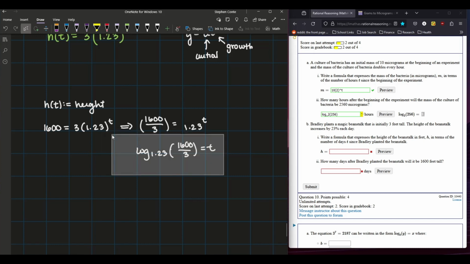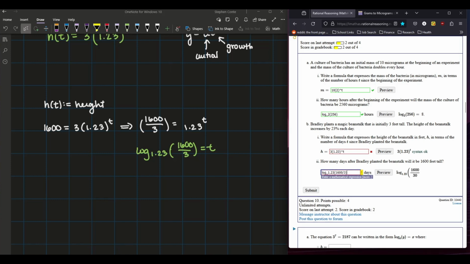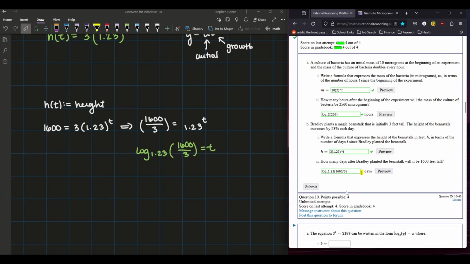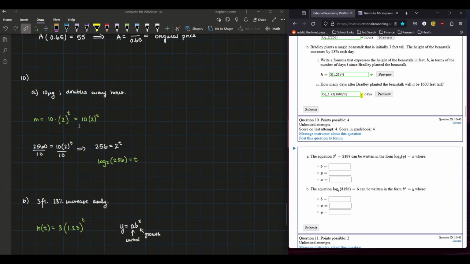And that answer, we can just plug this itself into iMath. Okay, and then log base 1.23 of 1,600 over 3 turns out to be 30 days. Awesome. Number 11.